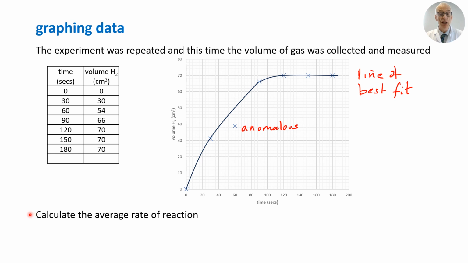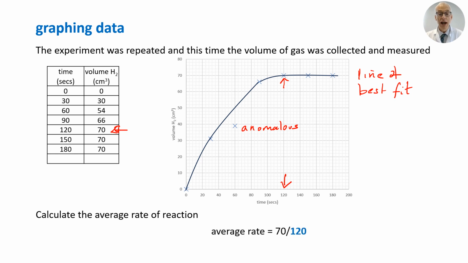Calculate the average rate of reaction. So there's my plot. Calculate the average rate of reaction. Pause. Come back to check and correct. Okay, so the key point to note is that the reaction ends at 120 seconds. That's the point at which we reach the maximum volume of product. So there is no further reaction after 120 seconds.